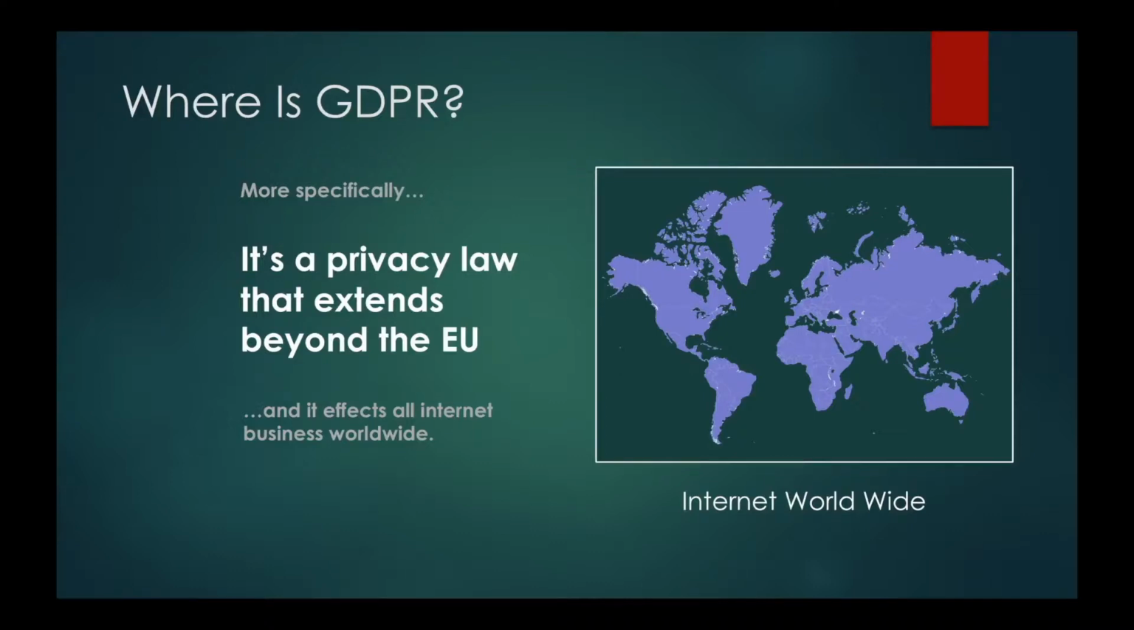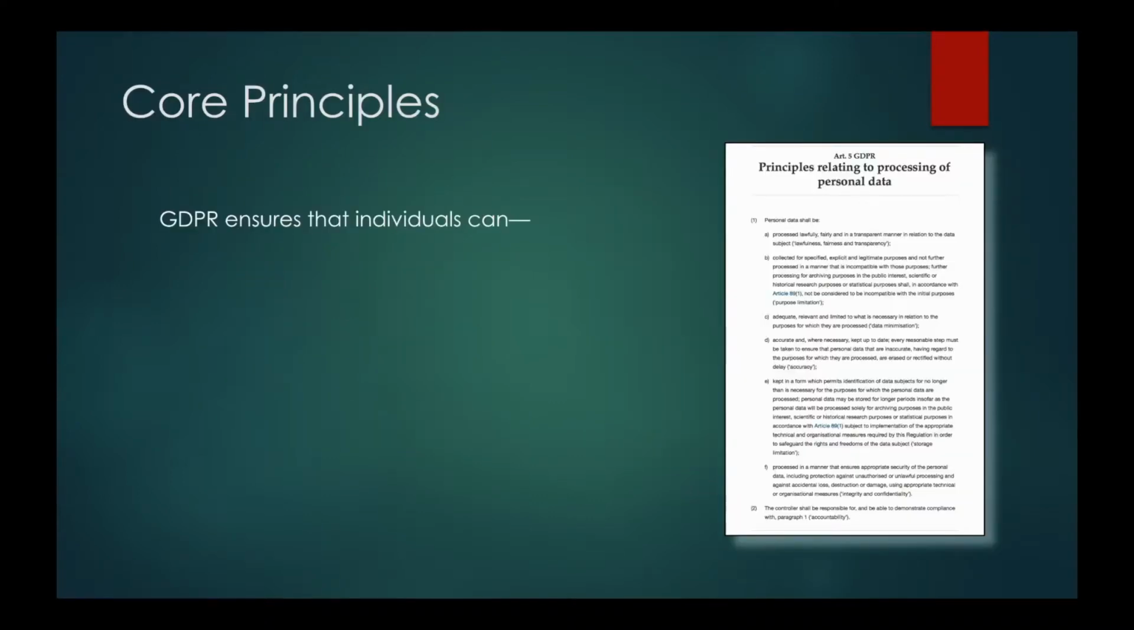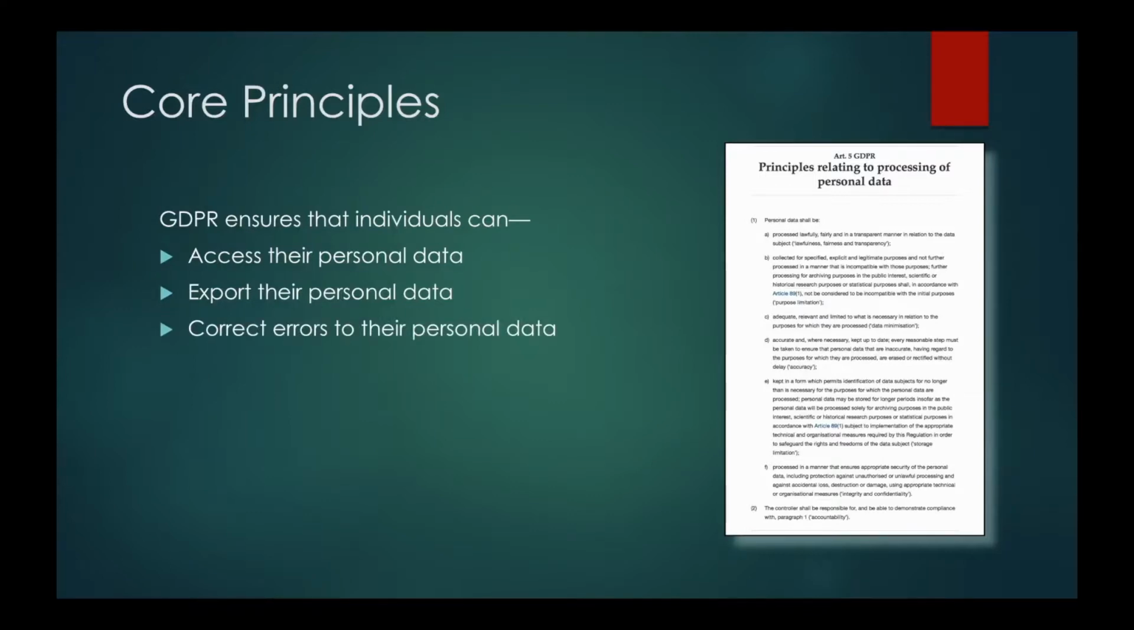But let's get out of the EU location weeds and go back into a higher level look at the intent of GDPR. It's, again, essentially a consumer data protection law. Let's take a look at the core principles. At the right, you can see a representation of some of the legalese. Boiled down to its essence, the intent of the GDPR is to allow individuals to access their personal data, export their personal data, correct errors in their personal data, object to the processing of their personal data, and erase their personal data.